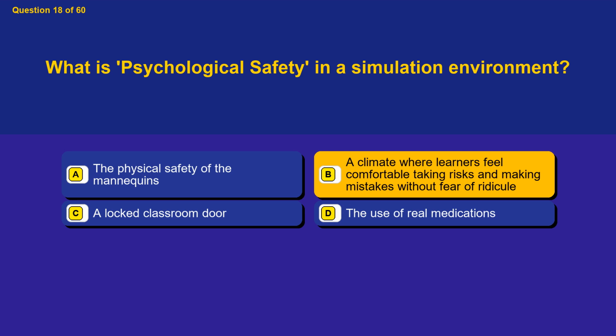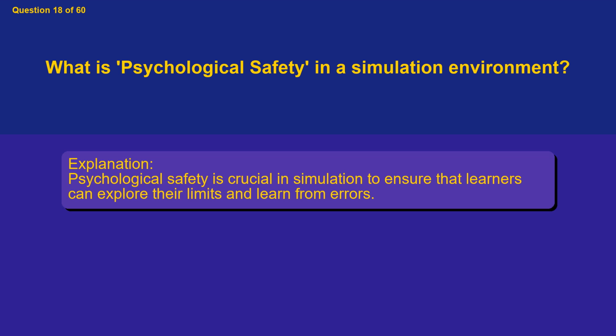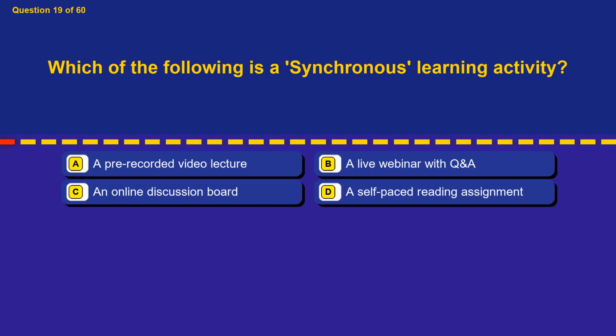The correct answer is option B. A climate where learners feel comfortable taking risks and making mistakes without fear of ridicule. Psychological safety is crucial in simulation to ensure that learners can explore their limits and learn from errors. Question 19. Which of the following is a synchronous learning activity?